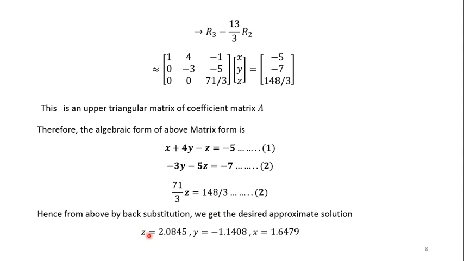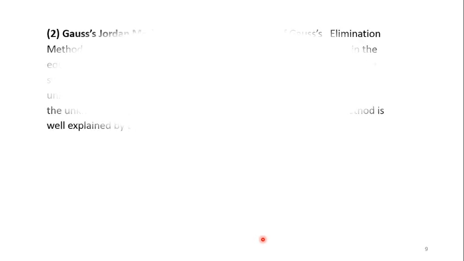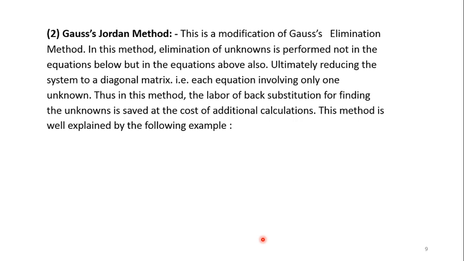That is, you are getting z as 2.0845, and y is this and x is this. Now let us understand the second method, the Gauss-Jordan method.